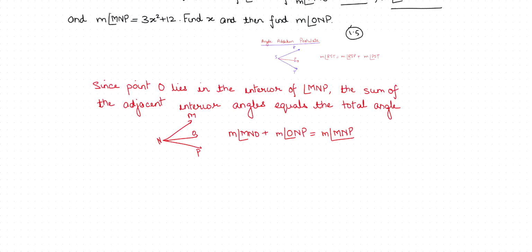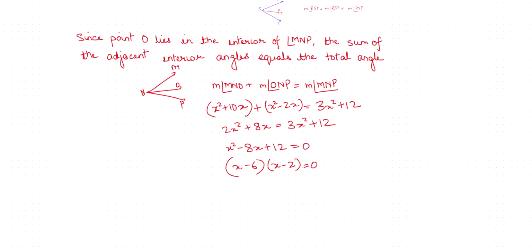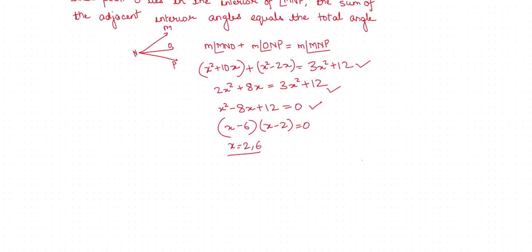So O lies in the interior of MNP. So with the angle addition postulate, we can say that the sum of adjacent interior angles equals the total angle. So let's substitute the values and simplify. We get this quadratic equation. When we factorize, we get (x minus 6) times (x minus 2) is equal to 0. So we get x is equal to 2 and x is equal to 6.